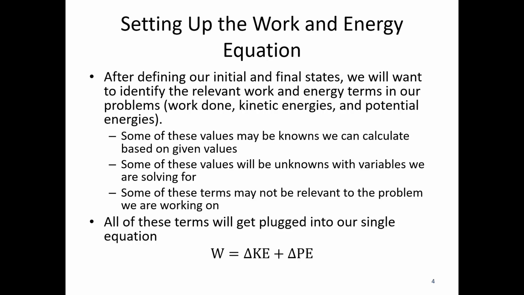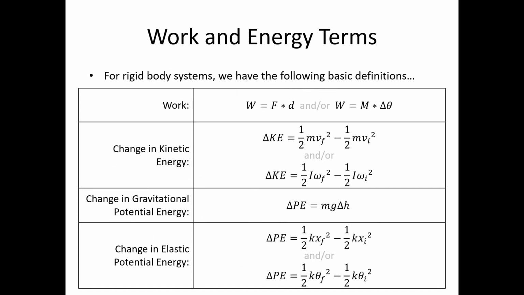As a review from the previous section, here are the different terms that may go into our system. For work, we have both translational, force times distance, or angular or rotational work, moment times delta theta. For our kinetic energies, we're going to have 1/2 mv squared for translational velocities, and 1/2 I omega squared for rotational velocities. So do be careful with this.